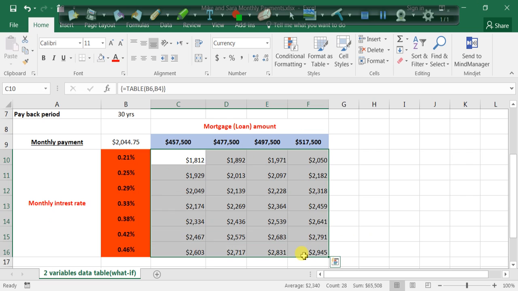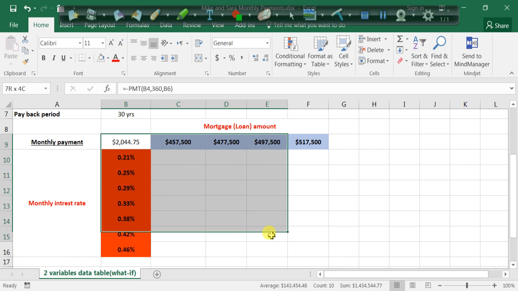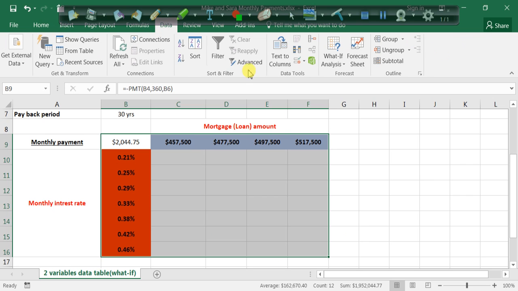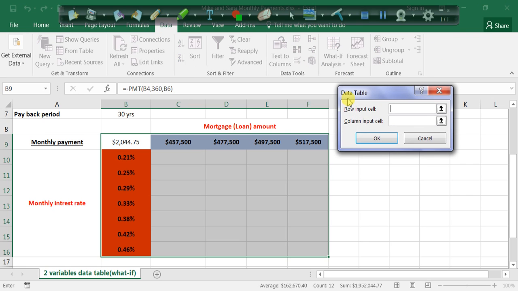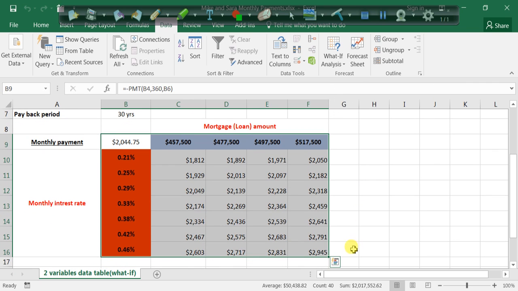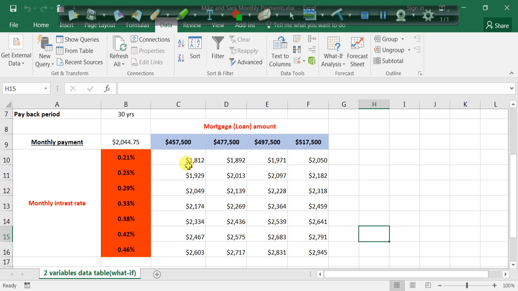So I select the data table that I want to create using What-If Analysis. Select that, you go to Data, What-If Analysis, Data Table, and then you identify the variable that you have in your row. What I have in my row here is the mortgage amount. I select that. What I have in the column is my monthly rate. There we go.